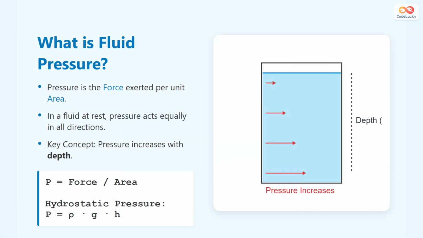Let's start with the basics. Pressure is defined as force divided by area. When we are dealing with fluids like water at rest, a key principle is that pressure is not constant everywhere. It increases with depth. The deeper you go, the higher the pressure. The formula for hydrostatic pressure is ρ times g times h, where ρ is the fluid density, g is gravity, and h is the depth below the surface.